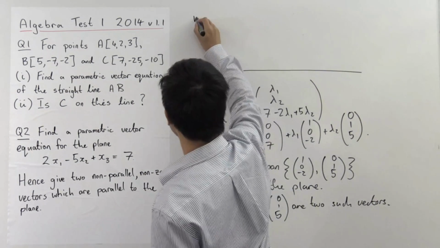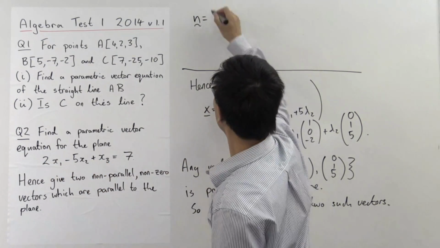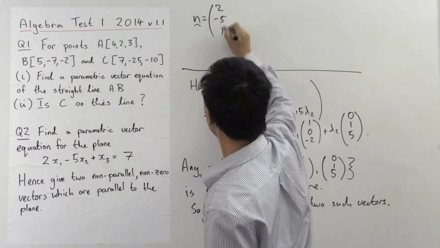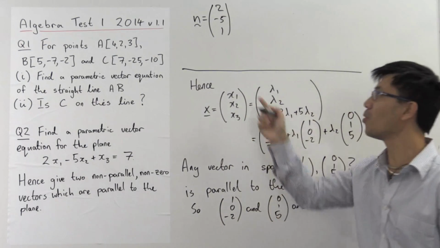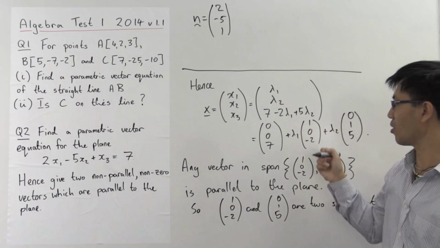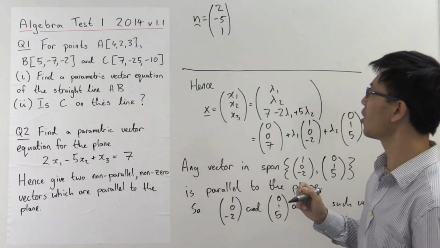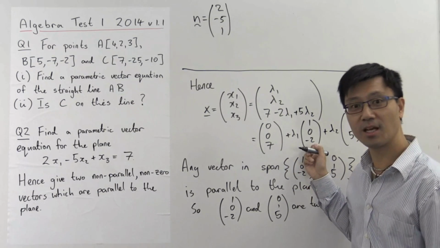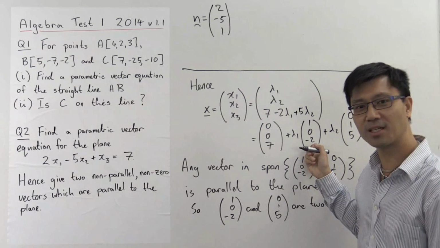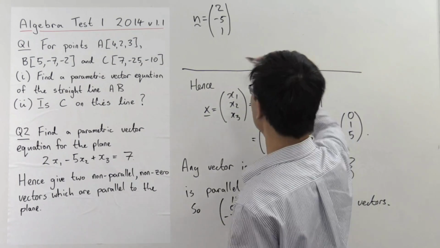Okay, so what's the normal here? It's just equal to (2, -5, 1). So what does normal mean? What is it normal to? It's normal to the directions of the plane. So presumably this one and this one, if they're calculated correctly, should be perpendicular. How can we check that they're perpendicular? I guess you just check the dot product is 0. So that's what we'll do. So let's check.